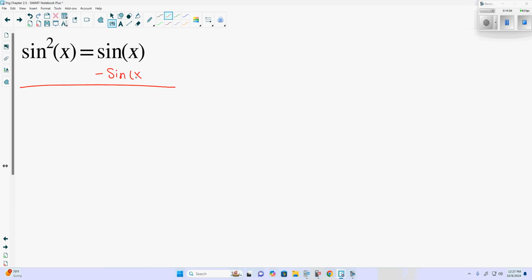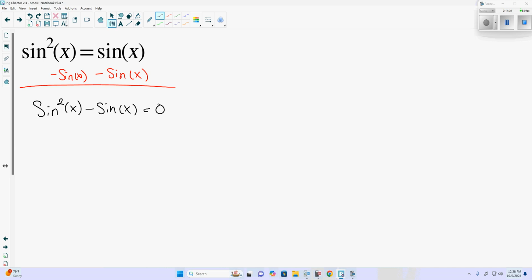Now, it doesn't matter which one we subtract from both sides, because we could have subtracted sine squared from both sides. We could subtract sine from both sides. Either way, we'll get to the same answer. I subtract sine from both sides because I want to keep my squared term positive if I can. Questions on this so far?